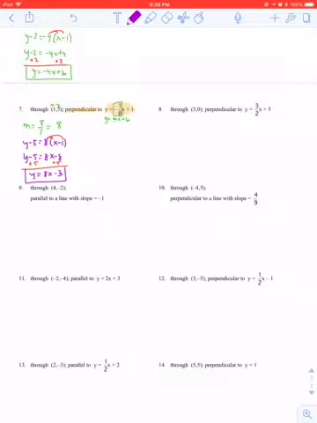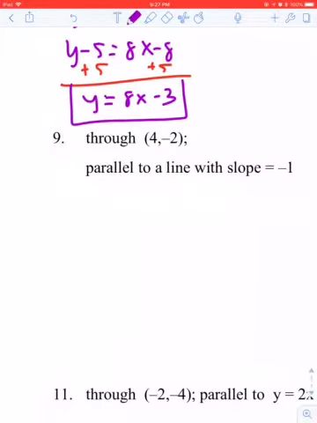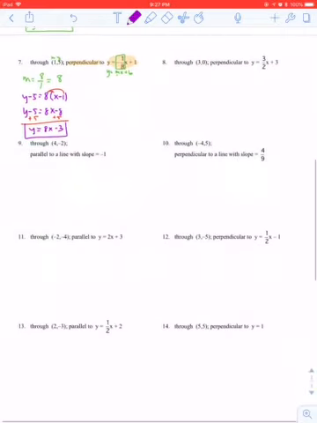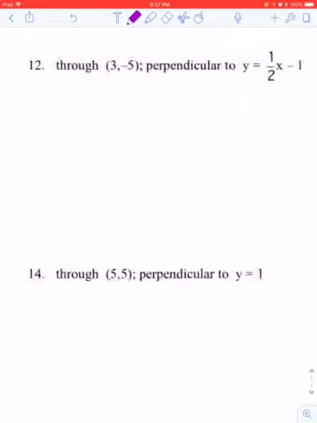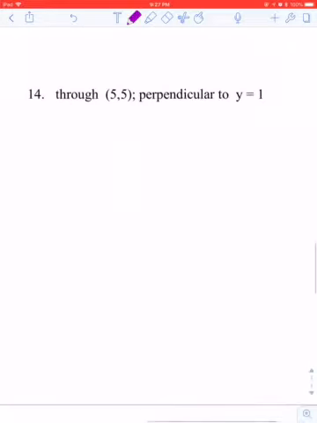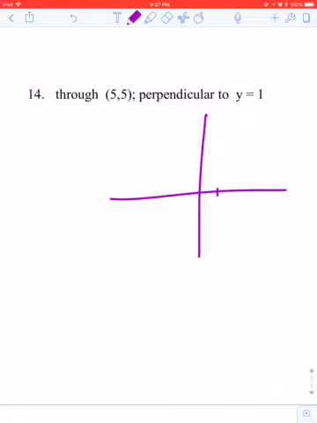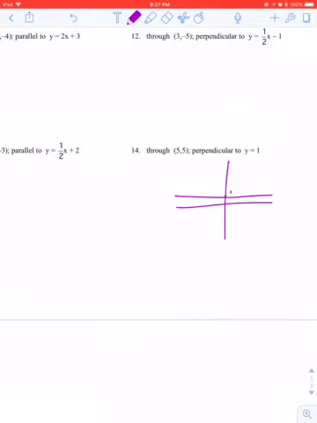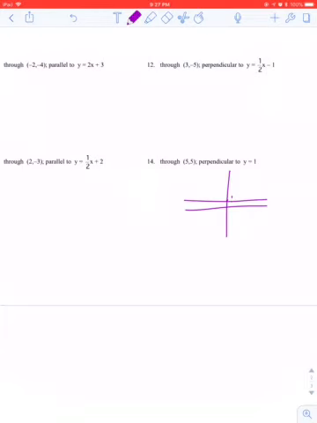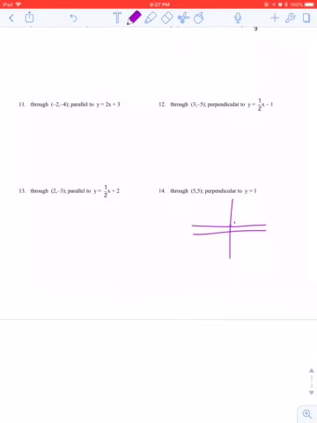Okay, so the rest of them are pretty much the same. The important part is make sure you read the directions, whether it's asking for parallel or perpendicular. Number 14 is going to challenge you, but here's a hint. y equals 1 looks like this, where this is 1. Okay? They need you to find a perpendicular line to that which goes through 5, 5.